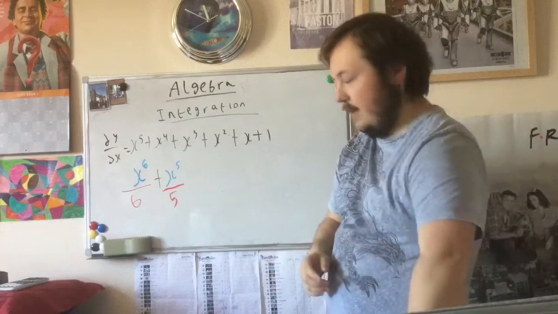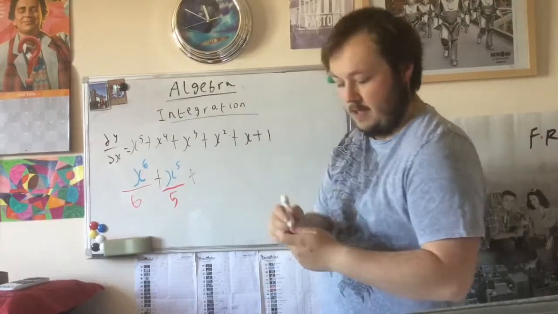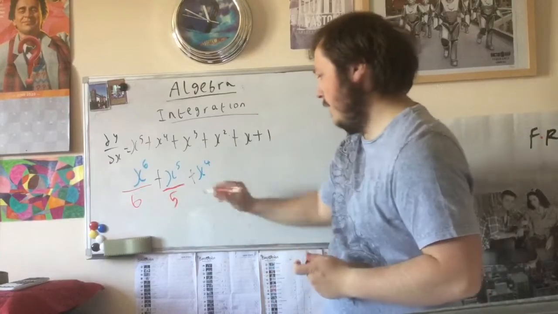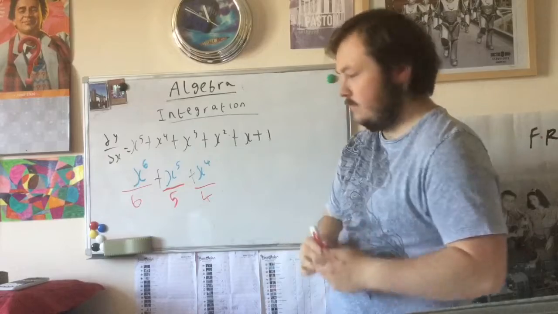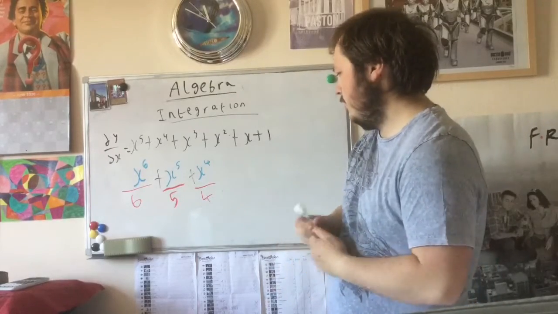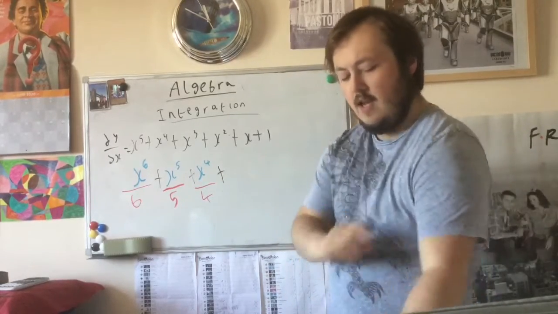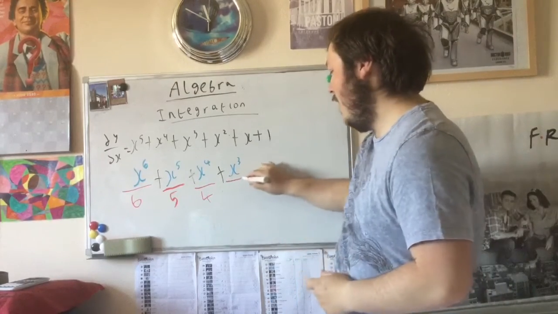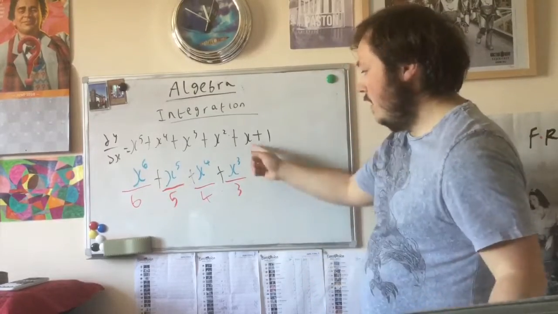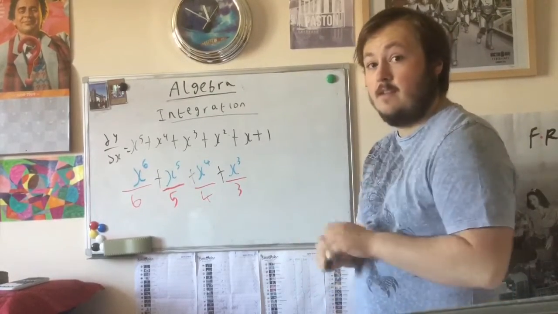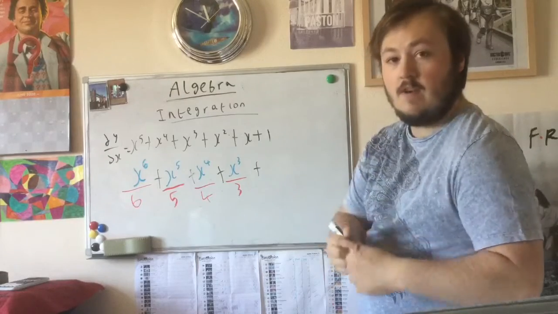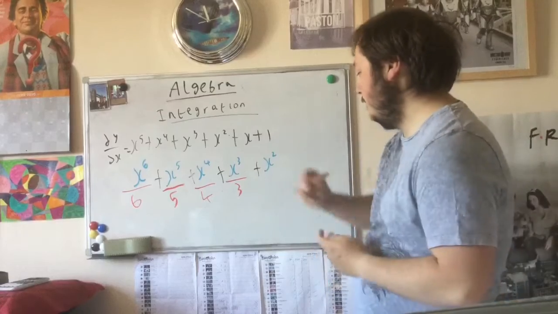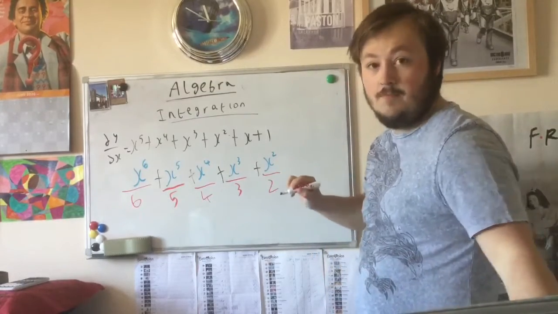Next one, x to the power of 3. When you integrate it, it becomes x to the power of 4 all over 4. X to the power of 2. When you integrate it, it becomes x to the power of 3 all over, I'm sure you can figure out now, 3. Now we have x, which is the same as x to the power of 1. So when we integrate it, it becomes x to the power of 2 all over, you guessed it, 2.